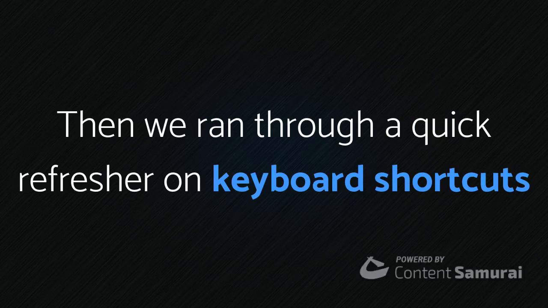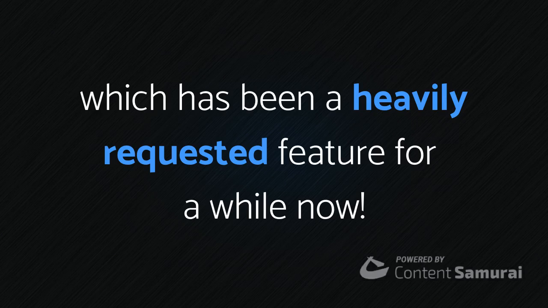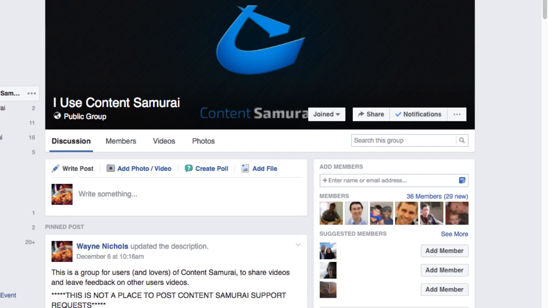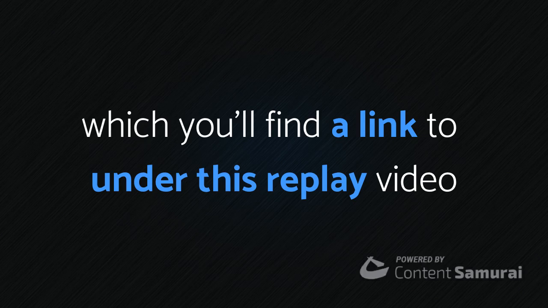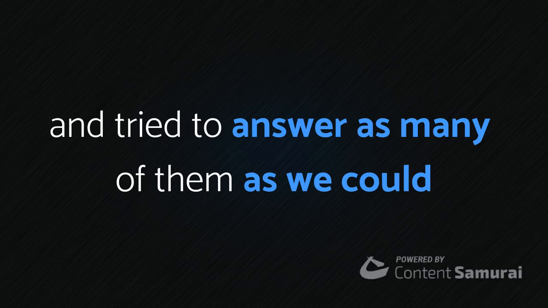Then we ran through a quick refresher on keyboard shortcuts and another new feature, adjust video length, which has been a heavily requested feature for a while now. Then we talked about a new community-based Facebook group called I Use Content Samurai, which you'll find a link to under this replay video. And then we finished off by taking questions from the chat room and tried to answer as many of them as we could.